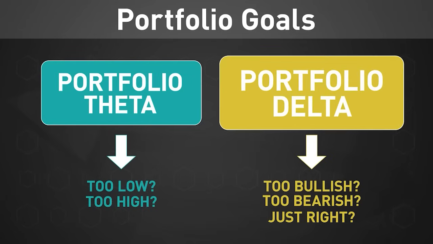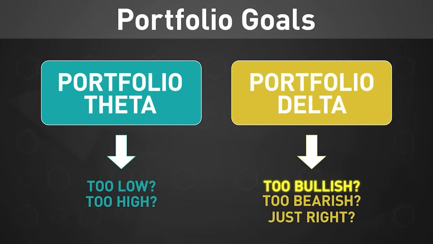Now, what about your delta? Are you more bullish than you would like to be? Well, then you'll look to add bearish positions or close bullish positions. Are you more bearish than you'd like to be? Then you'll do the opposite. Add bullish positions and close bearish positions. And if you like your deltas, well, then you'll be looking for some more neutrally based positions. Those will be your go-to.